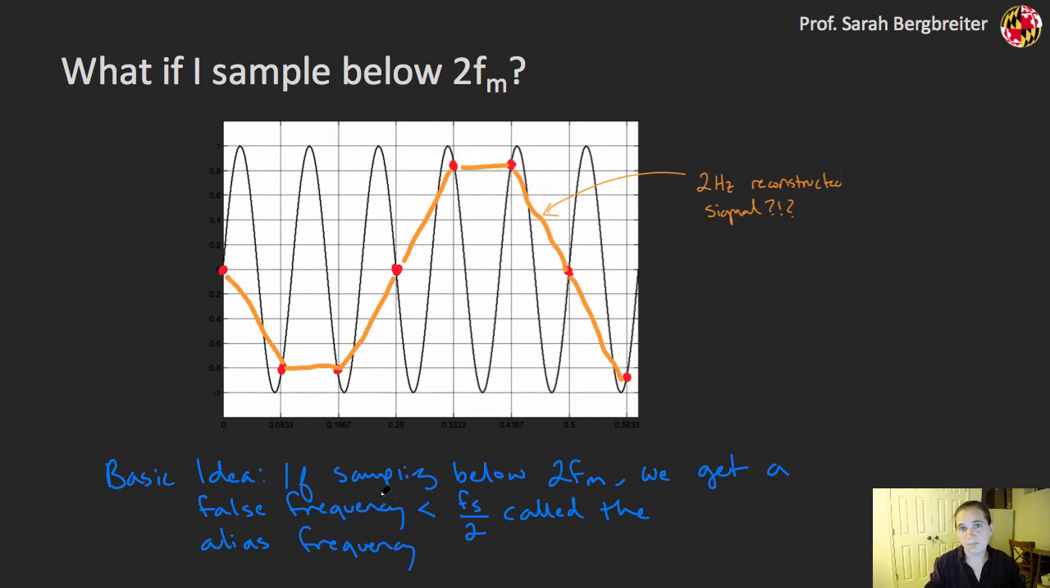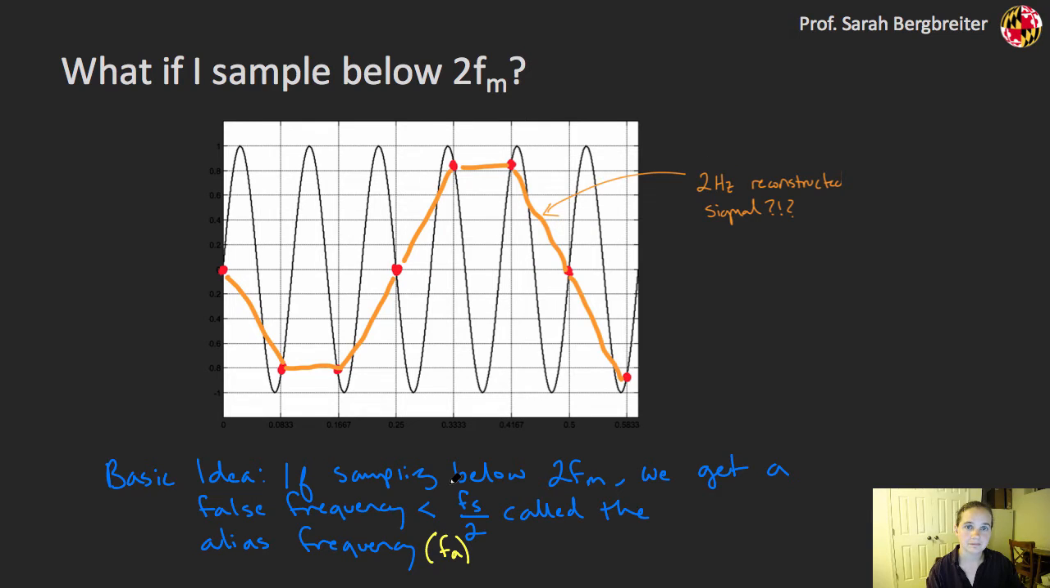If I sample below 2 times the maximum frequency in my signal, 2 FM, then I'm going to get a false frequency that's less than my sampling frequency divided by 2. So in this case, I was sampling at 12 hertz, so 12 hertz divided by 2 would be 6 hertz. So I'll get a false frequency less than 6 hertz called the alias frequency, and we often write this as FA. Right? An alias is kind of like a fake name, perhaps for a criminal. In this case, it's a fake frequency that doesn't actually exist in the original signal, but shows up in my sampled signal.